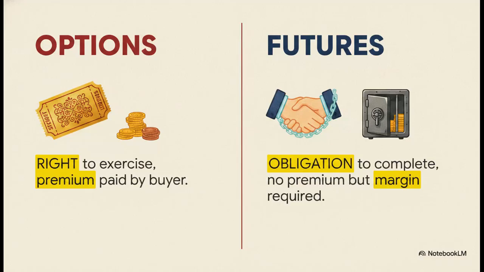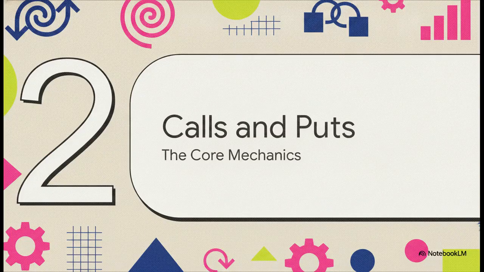And right away, we hit the great divide in the derivatives universe, options versus futures. The absolutely crucial distinction here? An option gives the buyer the right to exercise the contract, but there is zero obligation to do so. You just pay a premium for that privilege. A futures contract, on the other hand, creates a strict obligation for both parties to complete the transaction. There's no upfront premium, but you've got to put up margin. Having the right to do something versus being legally obligated to do it is a massive difference when you're managing a client's risk profile.